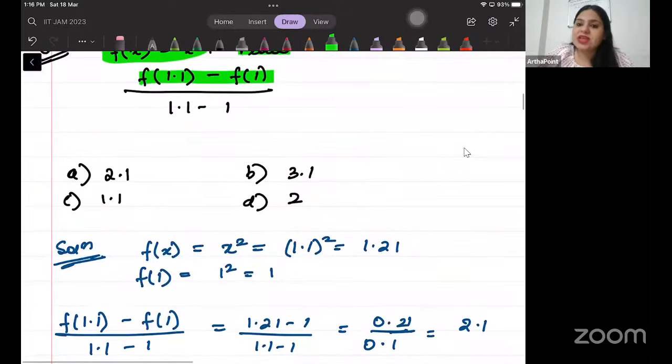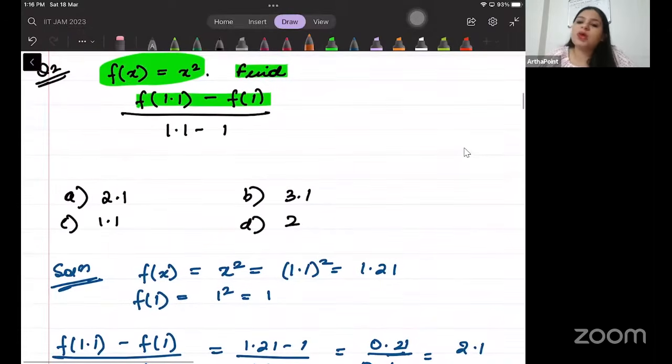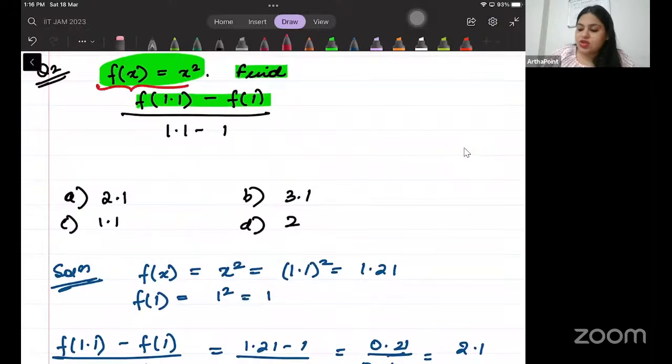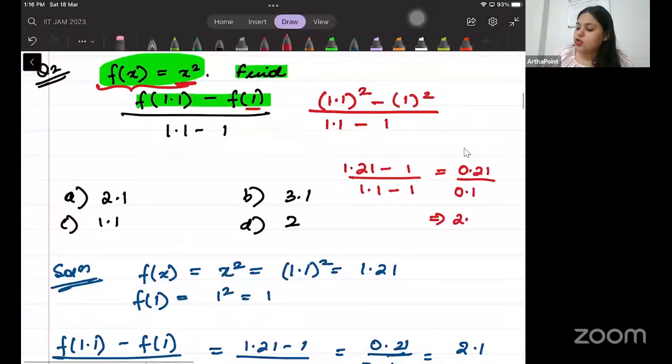But because this is so easy, I would always prefer to go ahead and just put the value and check. So when I check the value of the function at 1.1, because this is f(x), instead of x square, I will put 1.1 whole square. Then instead of x, I will put 1 whole square. Then 1.1 minus 1. So I will get (1.21 minus 1) upon (1.1 minus 1). So I will simply get 0.21 upon 0.1, which will be 2.1, and solved.